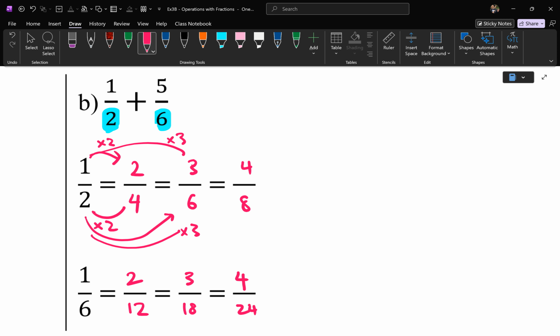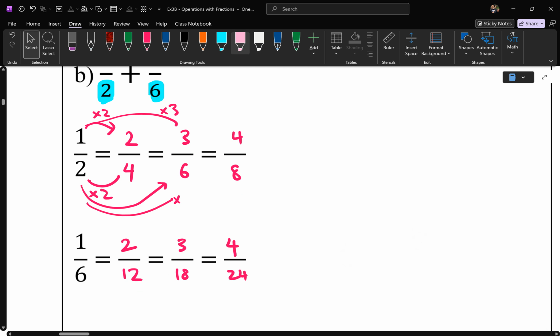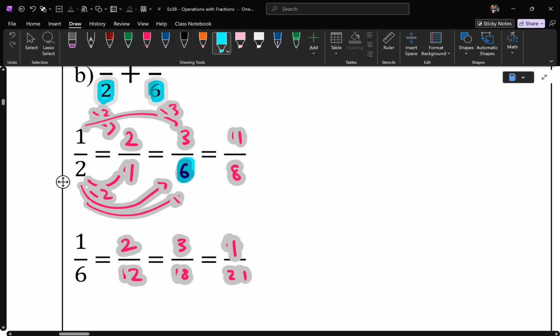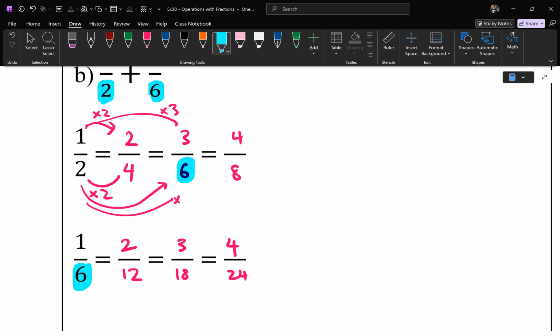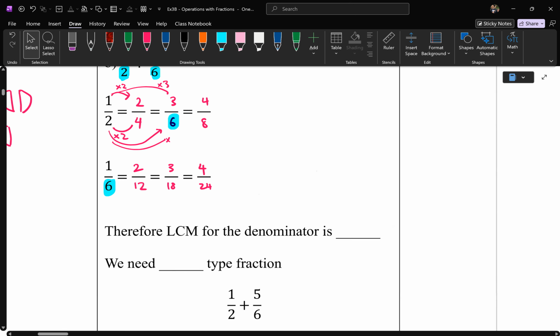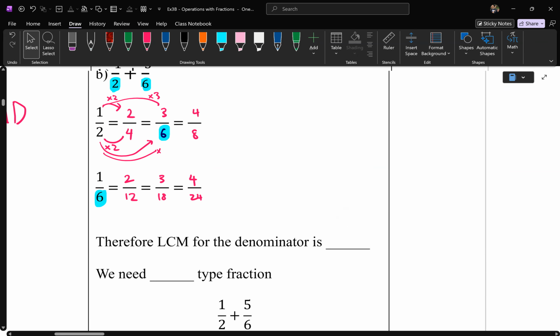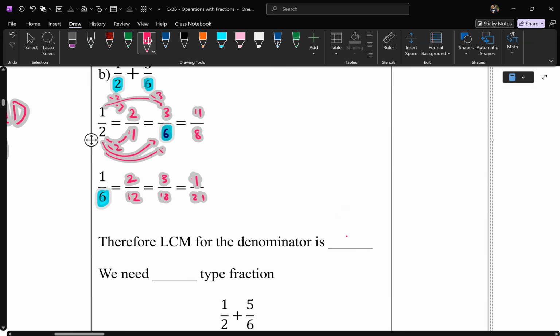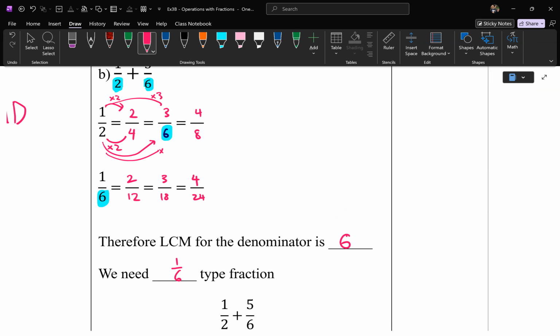I'm converting them. Where do you see that they both have the same denominators? 6. Very good. 6 is the one that has the most common denominator right now. That's a 6. That's a 6. So that means in your question, lowest common denominator, which is LCM, it is 6. Therefore, we need 1/6 type fraction. Because that's a slice. The slice is 1/6. That's how we're going to count them.